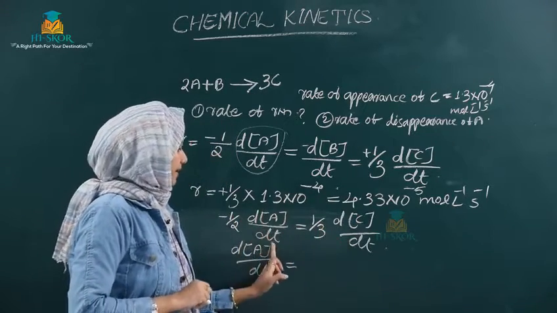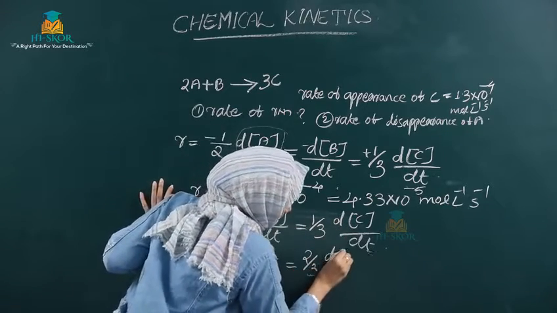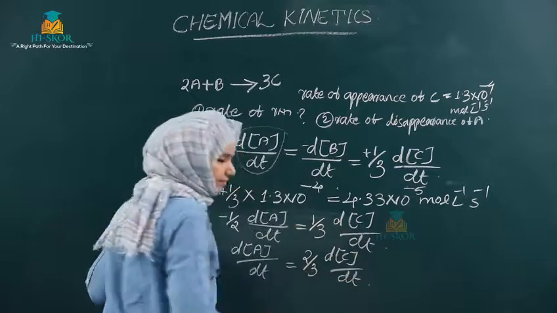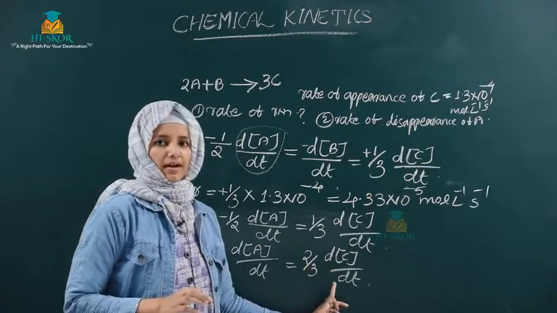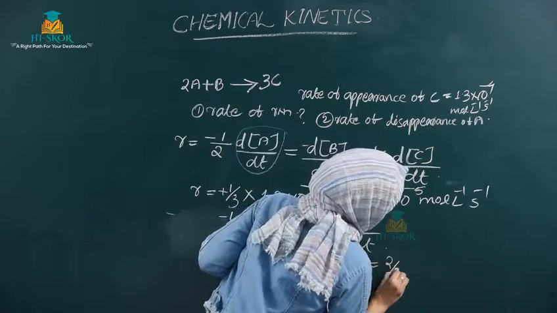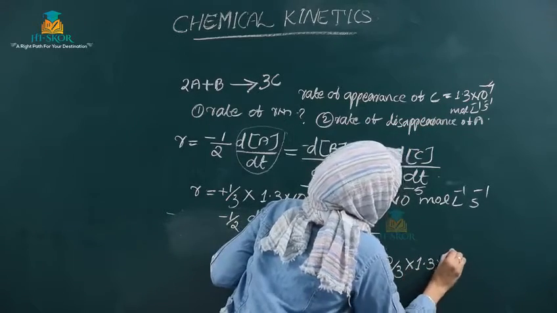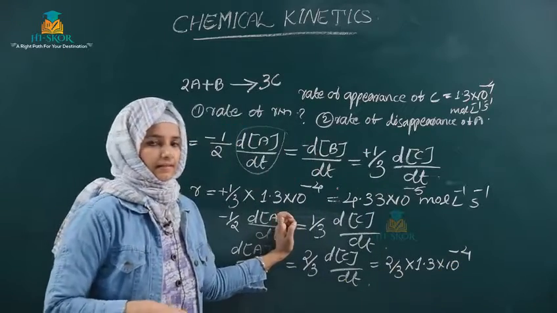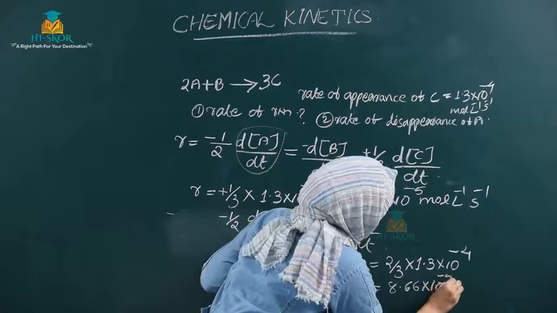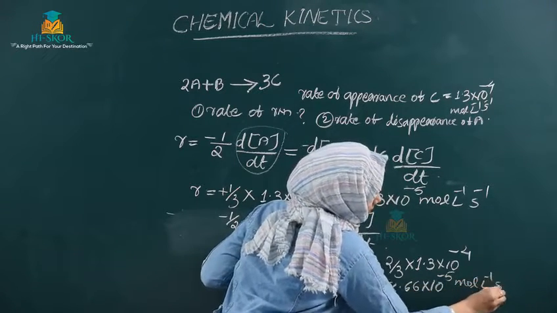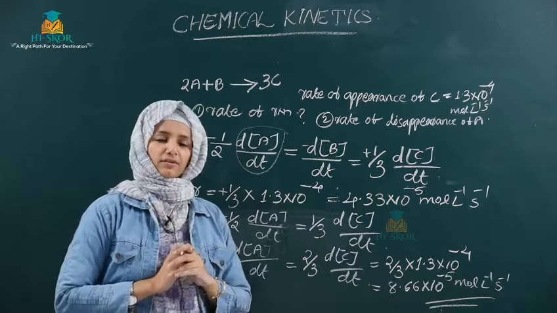means dA by dt is equal to what? 2 by 3 dC by dt. Okay, so 2 by 3 dC by dt. So rate of disappearance of A is equal to what? 2 by 3 dC by dt. So simply you can do 2 by 3 into dC by dt they have given, that is 1.3 into 10 raised to minus 4 moles per liter per second. By doing the calculation you will get 8.66 into 10 raised to minus 5 moles per liter per second. Okay, so this is a very simple problem, and you have to work out similar problems from your home.